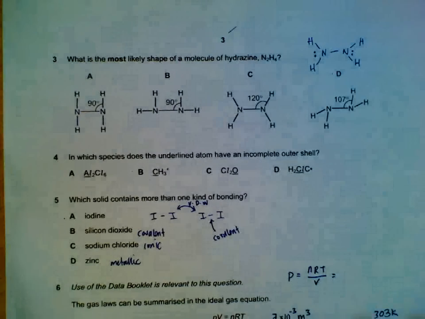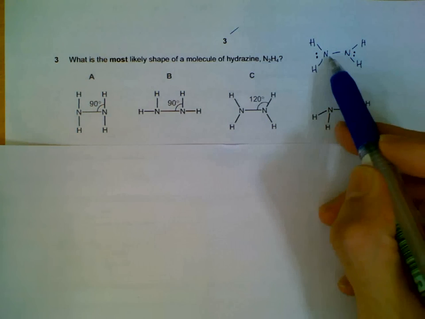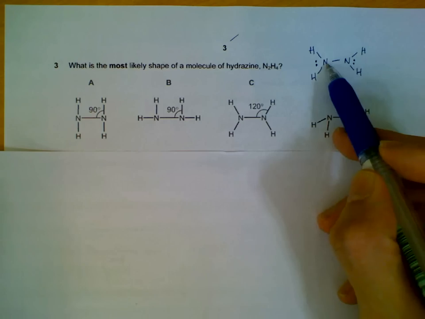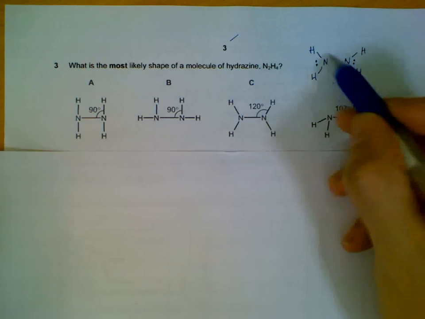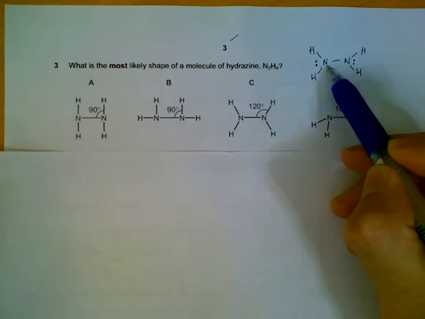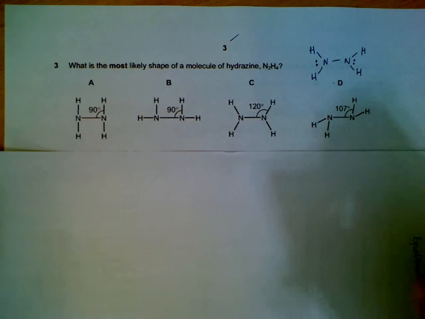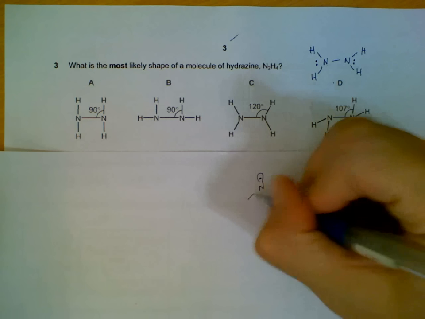What is the most likely shape of the molecule hydrazine? First of all, we will draw out hydrazine here. N, nitrogen has 5 electrons. 3 are used for bonding. 4 and 5 will be the lone pair. So this will be the number of electrons around nitrogen. And then it is 1 lone pair and 3 bond pairs. That gives us something like a tetrahedral shape.